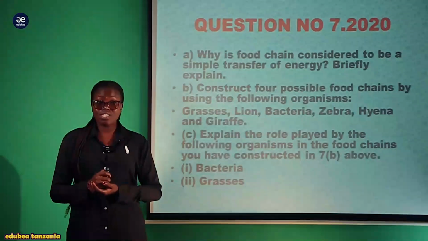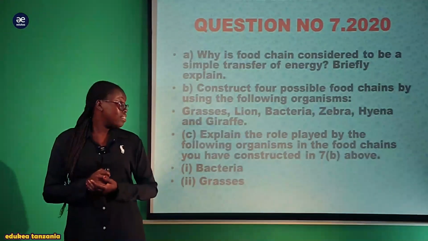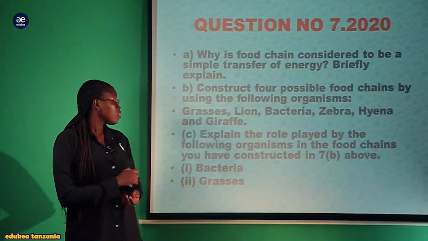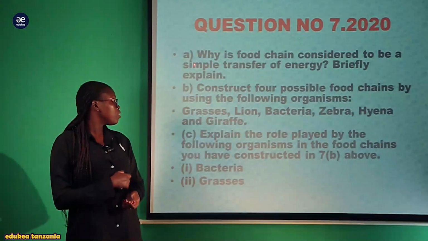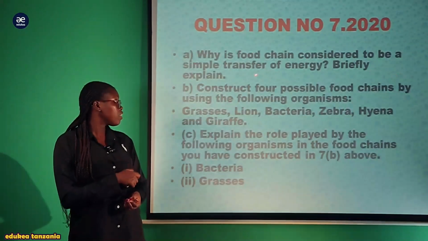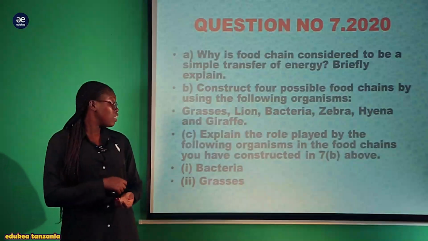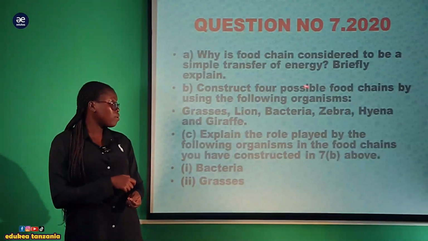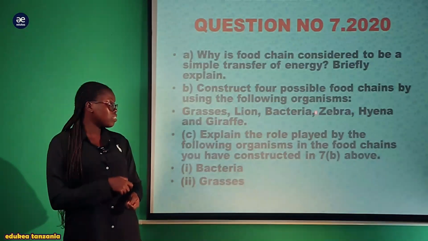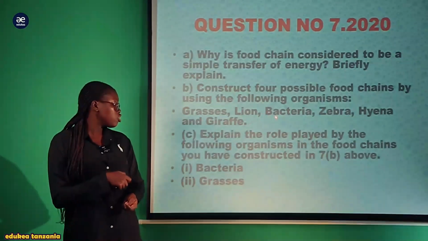The last question is question number 7 for the year 2020. The question stated that, why is food chain considered to be the most simple transfer of energy? Briefly explain. Likewise, the question Roman B, construct 4 possible food chains by using the following organisms: grasses, lion, bacteria, zebra, hyena, and the giraffe.